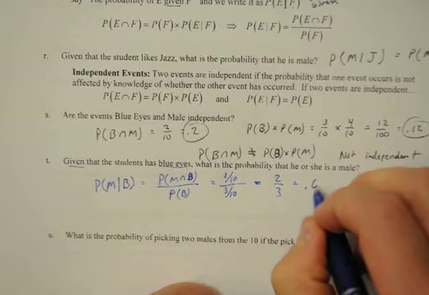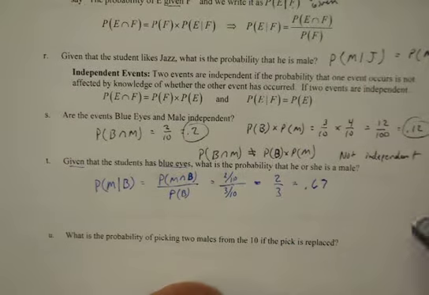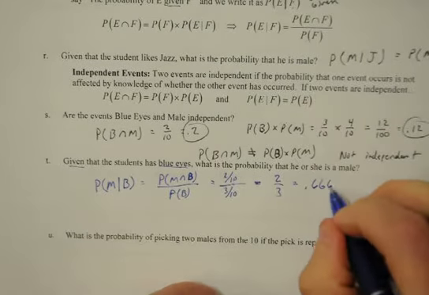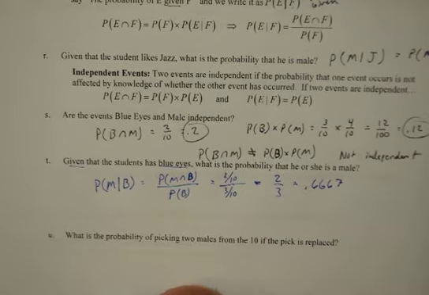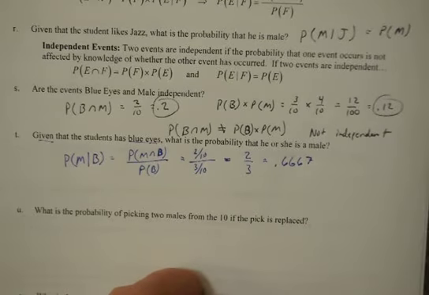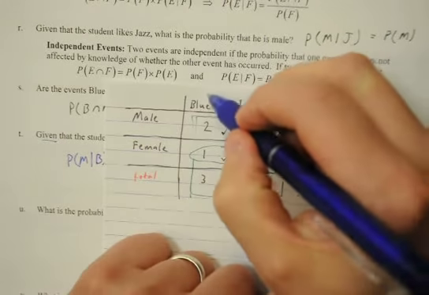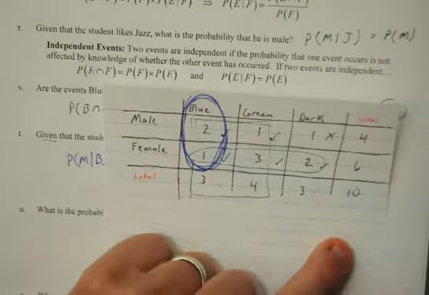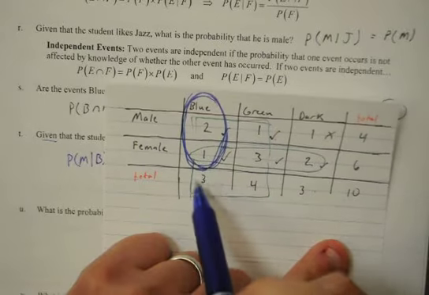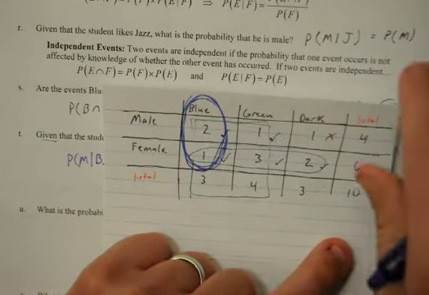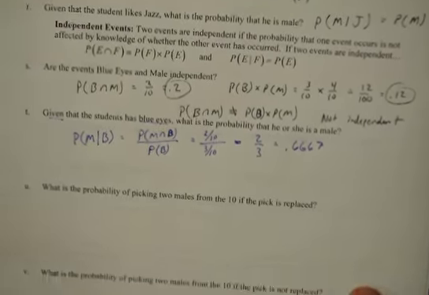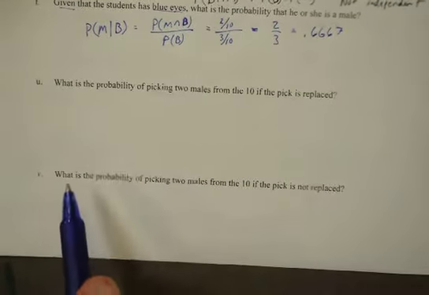Or 0.67. Actually, for AP, you want to round to 4 decimal places. 4 decimal places will cover it for AP, and that's Calc 2. If you think about it, given they have blue eyes, how many of them are male? 2 out of 3 are male with blue eyes, and that's 2 out of 3 right there. So the formula works. Sometimes it's easy just to use the chart. The formula will always work.